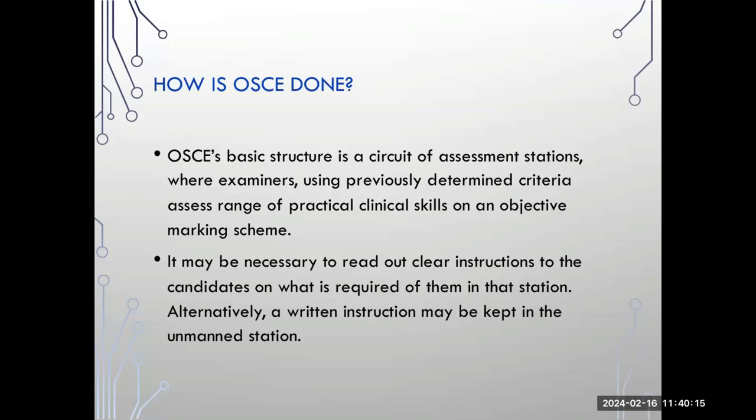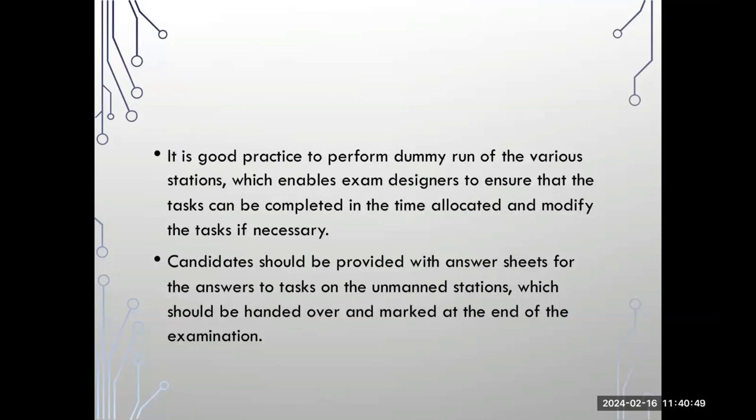As I have shown in the diagram, the basic structure of an OSCE is a circuit of assessment stations where the examiners, using previously determined criteria, assess a range of practical and clinical skills on an objective marking scheme. The marking scheme is the checklist. It may be necessary to read out clear instructions to the candidates before starting the OSCE. The students should know in which direction they have to rotate and how much time will be given in each station, or clearly written instructions should be on a board in the same room.